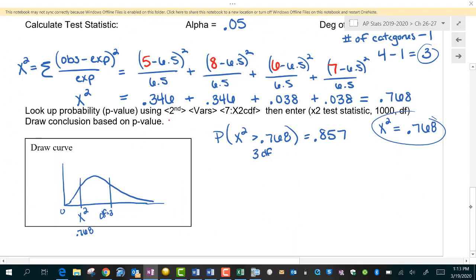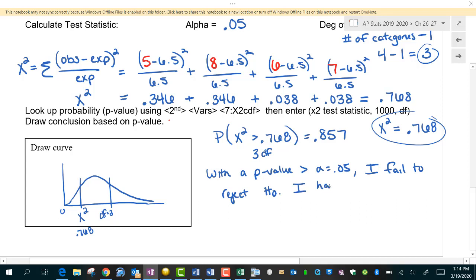So typically, just like we have been, I would start my conclusion off by saying with a p-value greater than alpha equals 0.05, I fail to reject H0. I have no reason to believe that birthdays are not evenly distributed across months.